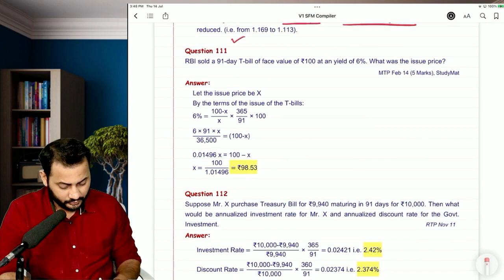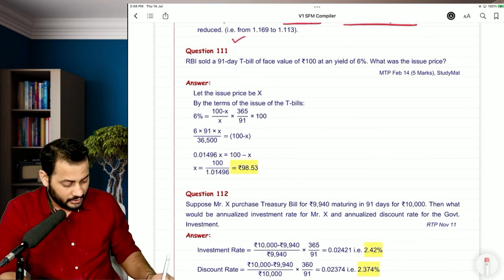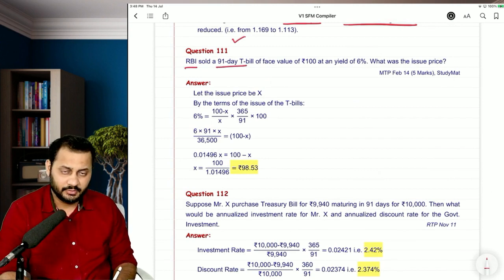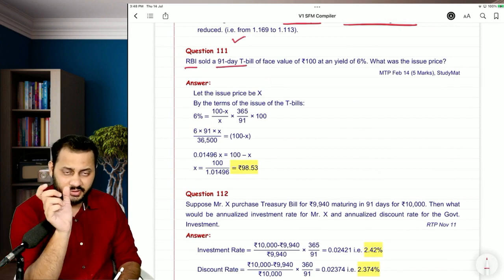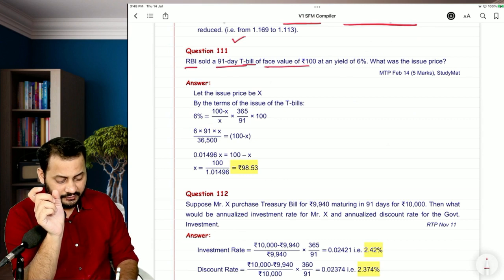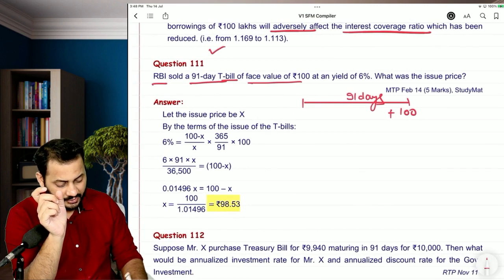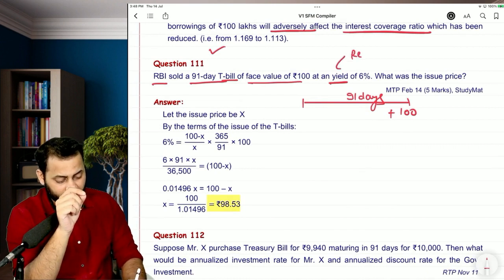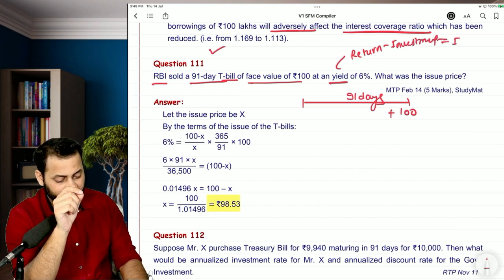Okay, so let's have a look at this question. RBI sold a 91-day treasury bill. So 91 days is the maturity. Treasury bill of a face value of 100. So if they are selling a treasury bill, that 100 rupees will be paid back to the investor after 91 days, at a yield of 6%. Yield means the return which is always calculated on the investment. In this case, it will be the issue price.